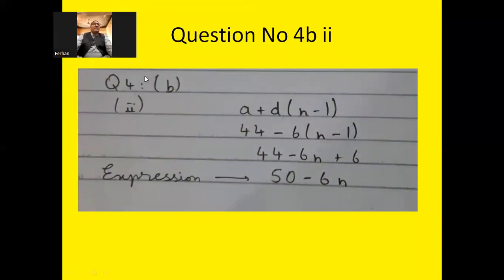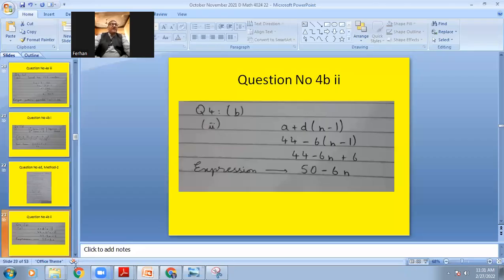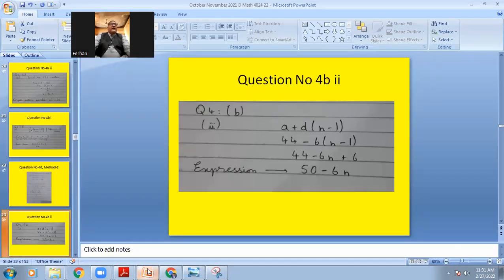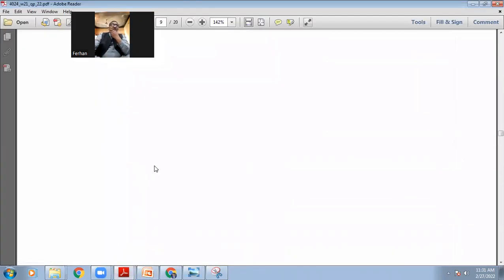Let's have a look at the marking scheme and check whether our answer is right or not. So 50 minus 6n. Our answer is also 50 minus 6n. So our answer is right. So let's go to the next question.